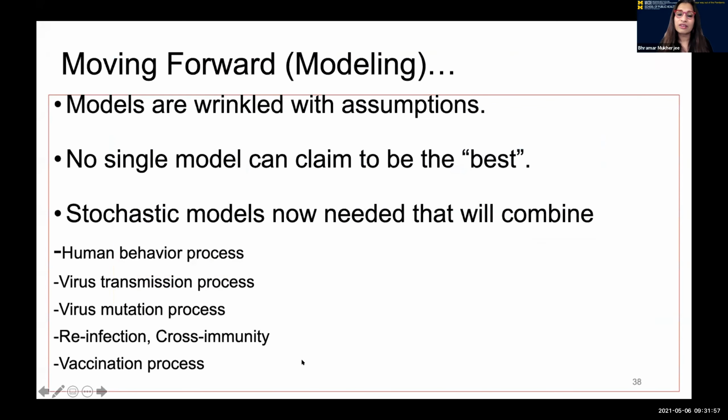So, moving forward, as a summary, what I learned from the modeling exercise is that models are models, and they're wrinkled with assumptions. If any single model claims to be the best forecaster, there is something audacious about it, something impossible about it. Right now, the situation is so challenging because you have to model not only the virus transmission process through this epidemiologic model, but the human behavior process, the virus mutation process, and you need information about reinfection, cross-immunity, and how vaccination is going in India. So we need a massive team together and lots of information in order to model this highly complex process correctly right now.